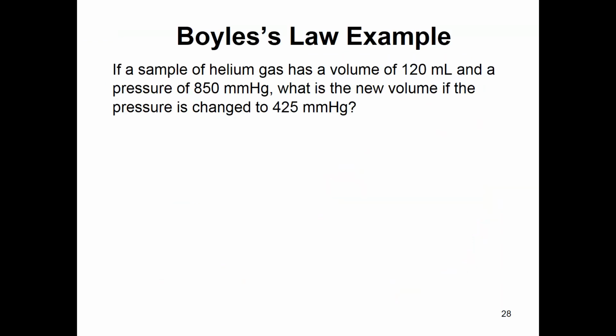Alright, so the first example is a Boyle's law. If a sample of helium gas has a volume of 120 milliliters and a pressure of 850 millimeters of mercury, what is the new volume if the pressure is changed to 425 millimeters of mercury?